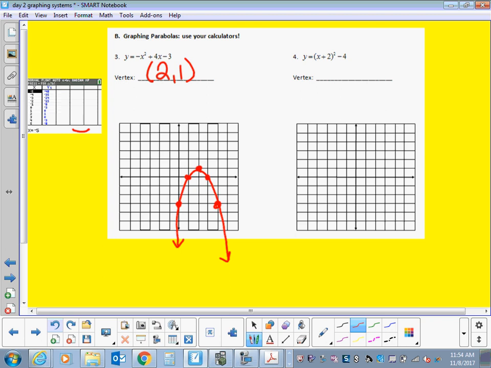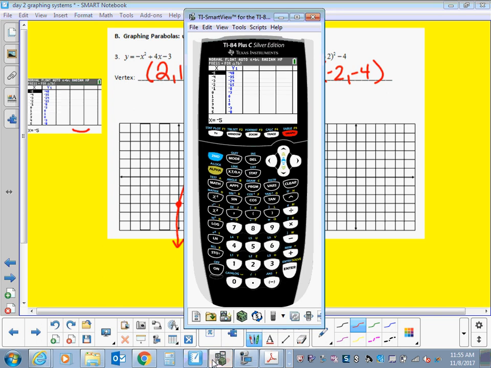I want you guys to try number 4, but before you type in your vertex and do the whole maximum thing, can I tell what the vertex is for my equation? Yeah. What is it going to be? -2, -4. You can still type it in and do the maximum or minimum, whatever you have. Go ahead and find some points and graph this.